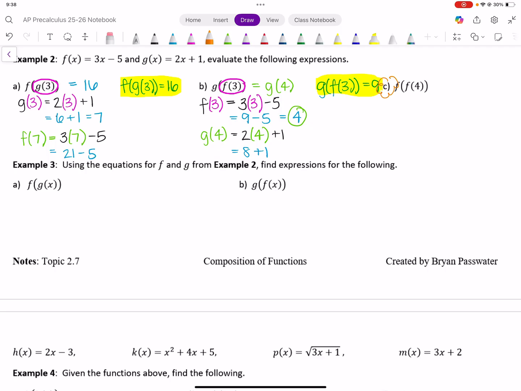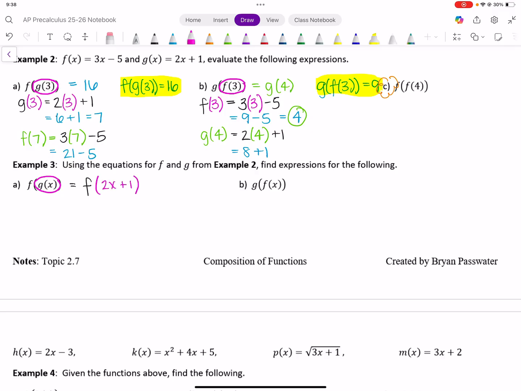So for example 3, we're still going to be using these same functions f and g, but now we're going to create an equation for the composition of just x. So remember, we always start on the inside, but because it's just x, g of x is going to stay just as it is. So this is going to be the same as f of 2x plus 1.